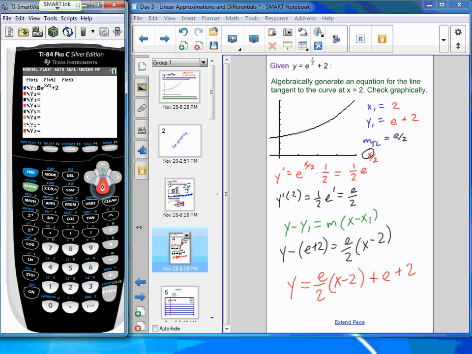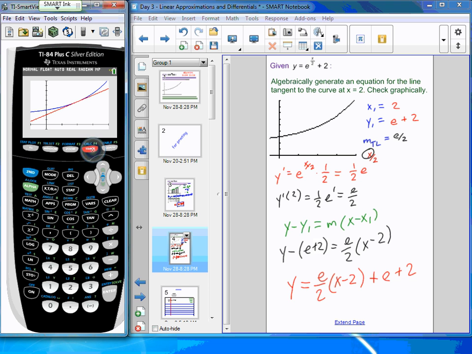And I'm going to add the equation in our y equals menu that we generated algebraically. That is e over 2 times quantity x minus 2, close quantity, plus e plus 2. Uh-oh, lag. What do we do? We'll try. Okay, here we go. Moment of truth, handshake, and I think that looks pretty good.